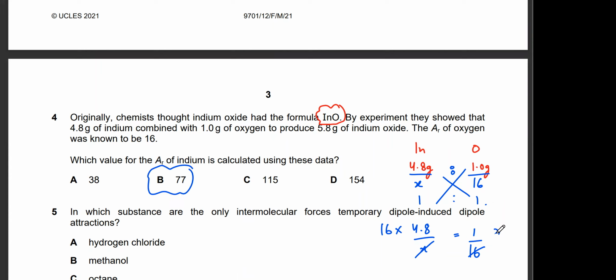Okay, clear? Empirical formulas, where you find the moles of each atom by dividing the mass by the AR. That's the first step. The ratio is already known. It's 1:1. So the moles of this would be equal to the moles of this because it's 1:1. Clear?